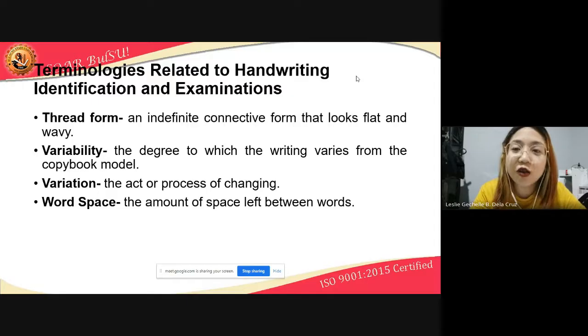Variability, the degree to which the writing varies from the copybook model. Kapag nag-iba na ang sulat mo mula dun sa copybook model, that's variability. Then variation is the act or process of changing. Word space, the amount of space left between words. For example, itong space between word and space, that's word space. The space between the and amount, word space yan. Space between amount and of, that's word space.